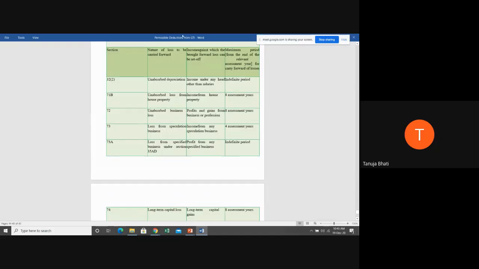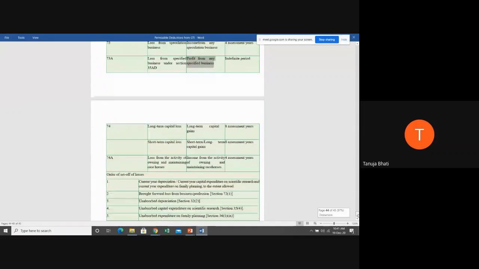Now let us see the income against which the brought forward losses can be set off. If it is unabsorbed depreciation, it can be set off against any head other than salaries. Why? Because depreciation usually comes under business part. So business loss can be set off against any head other than salaries. Unabsorbed loss from house property, once you carry it forward, can be set off against income from house property only.